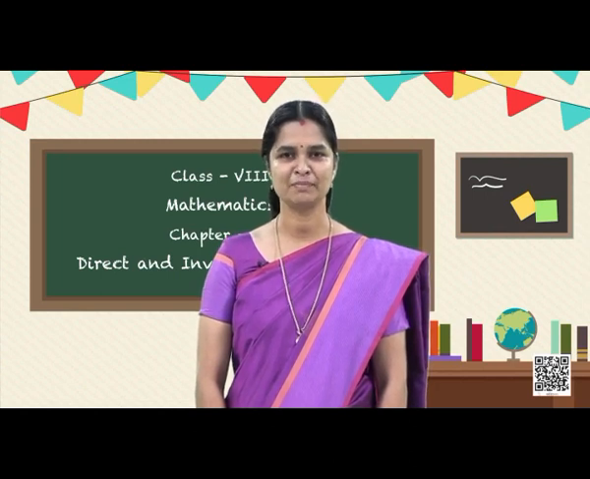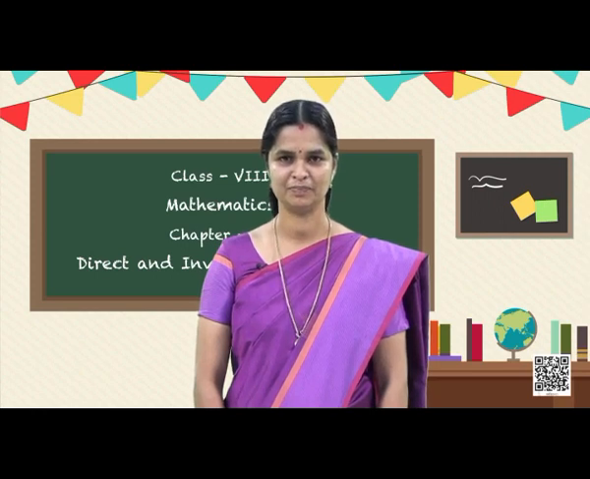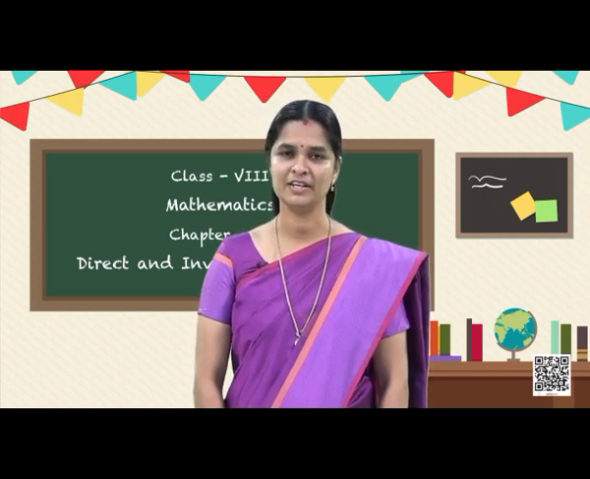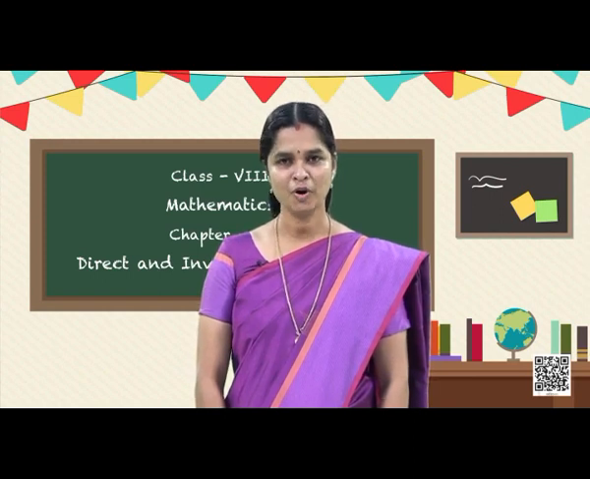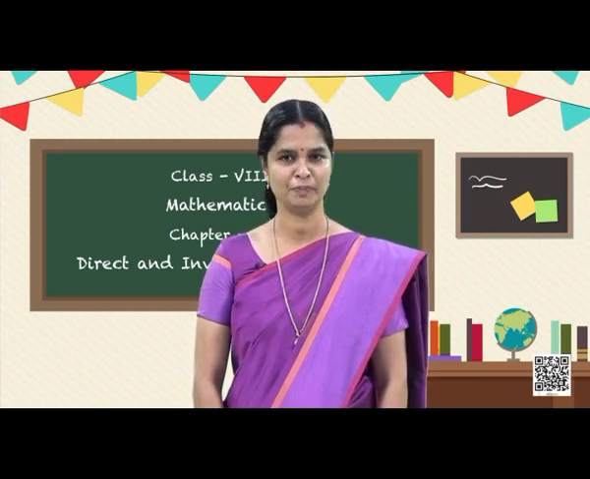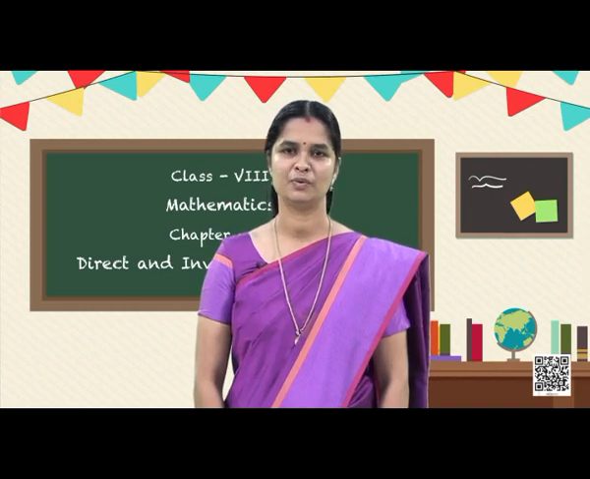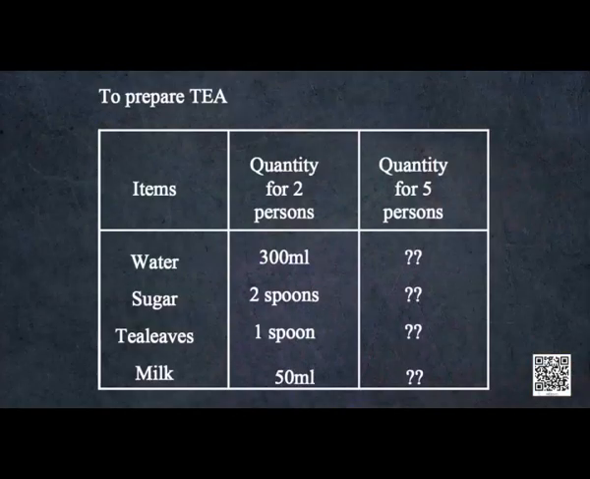Mohan has some guests at home and he wants to prepare tea for them. They are 5 in number. Mohan knows to prepare tea for 2 persons. Now observe this table. These are the quantities of various items needed to make tea for 2 persons: 300 ml of water, 2 spoons of sugar, 1 spoon of tea leaves and 50 ml of milk.